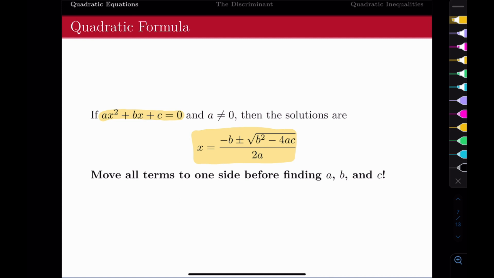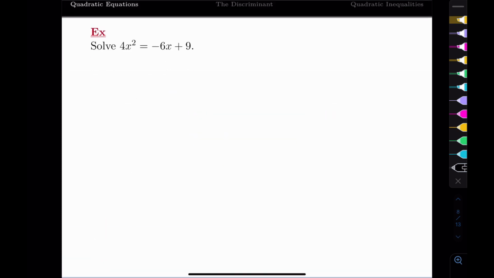But again, you're going to get so much practice with it. You're going to use this a lot moving forward, so it's something that's going to stay stuck in your brain. So let's try quite a few examples. We want to go ahead and solve this equation.